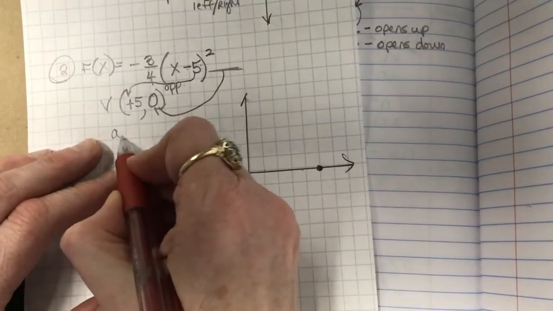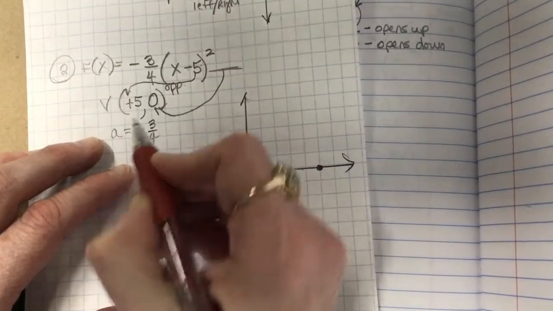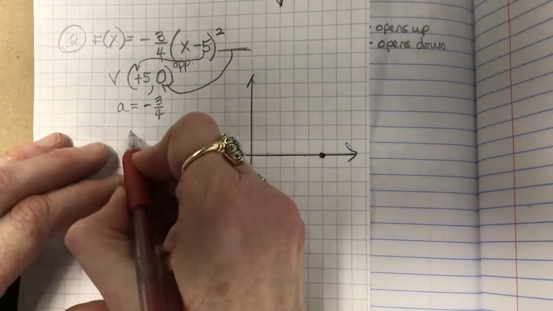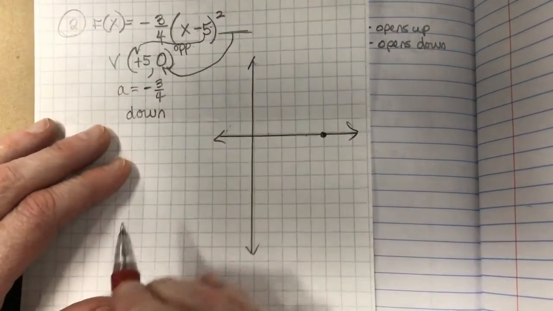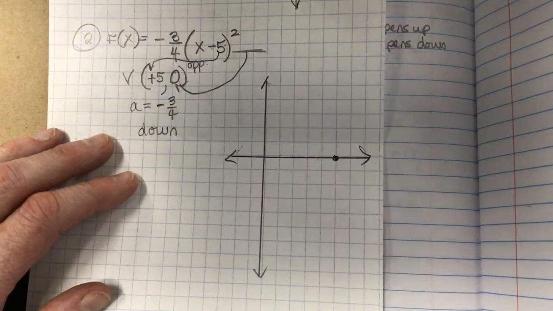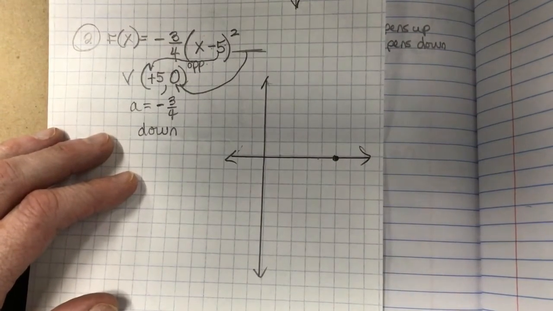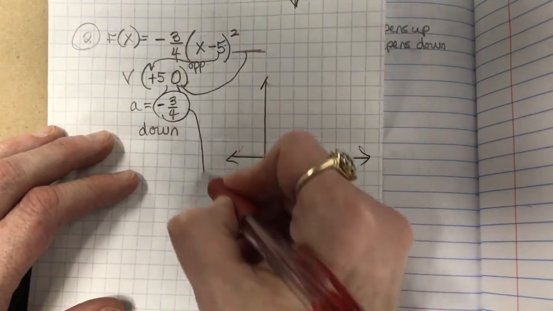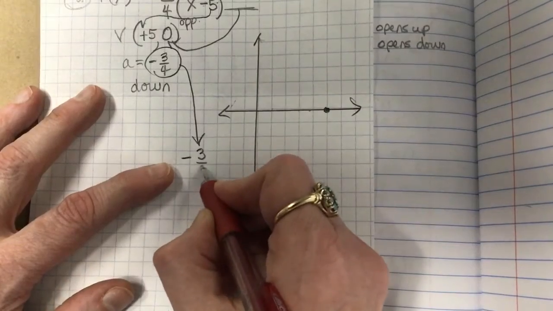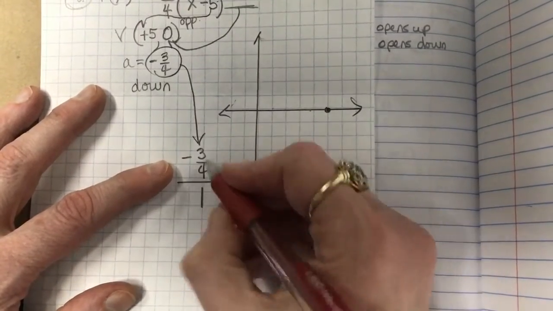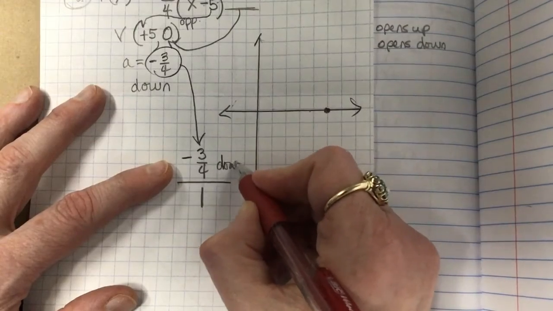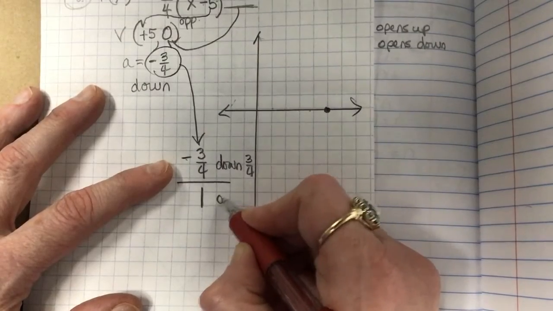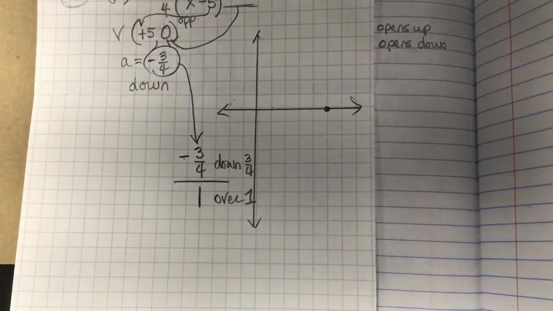Now, A is -3/4. Is it going to open up or down? Down. Okay, now this is the one that doing it 3/4 will not work. It only worked with absolute value. So this is what you got to do. You're going to put -3/4 over 1. And you're going to go down 3/4 because it's negative. You go up if it's positive. And you're going to go over 1. And I'm just going to say over 1. You're going to go both ways.